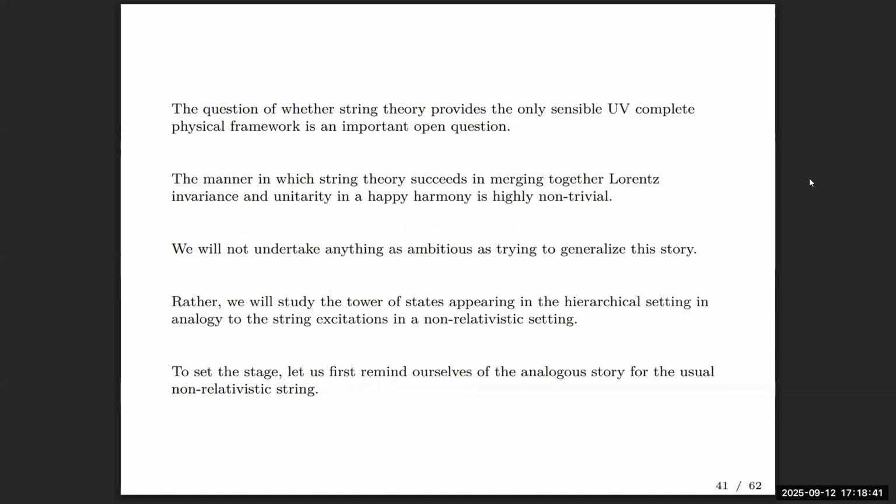Okay, so you could say that this is something string theory talks about a lot, whether string theory is the only UV completion or not. Ultimately, the way that string theory combines together Lorentz invariance and unitarity is highly non-trivial. The point is that if you're doing quantum field theory, basically whenever you try to introduce a regulator, it always violates one of your sacred principles, right?